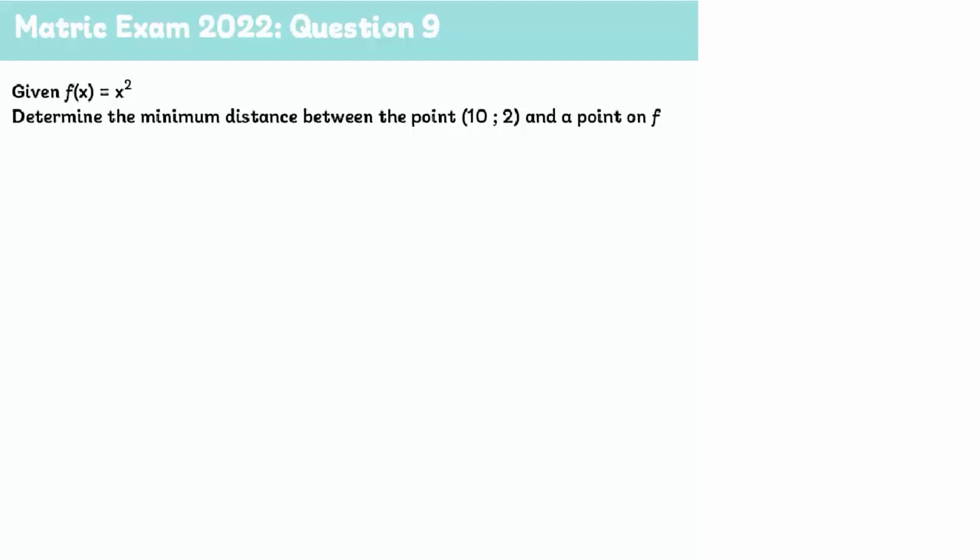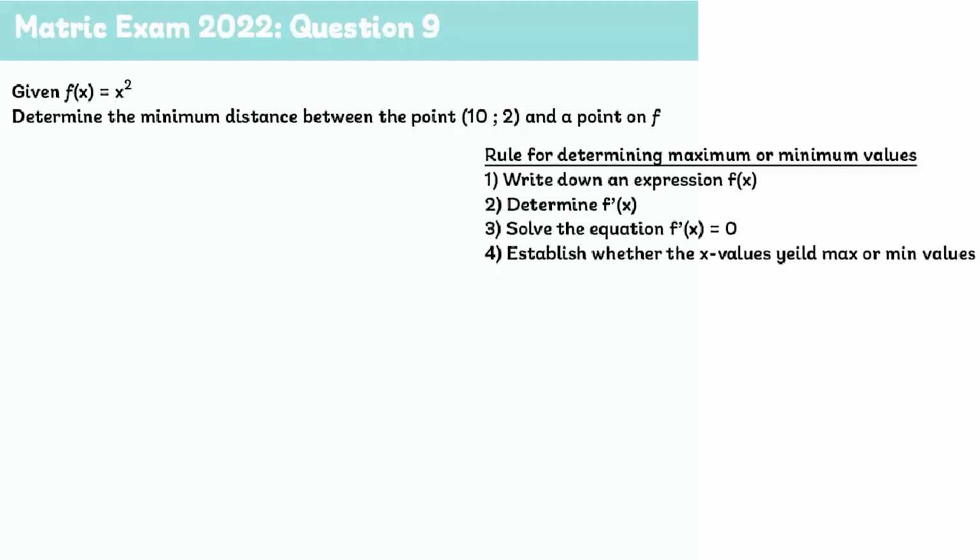Okay, so the first thing that comes to mind is the rule for determining maximum and minimum values. We must write down the expression in the form of f(x), then find the first derivative, then make the first derivative equal to 0, and then establish whether the value is a maximum or minimum value. Determine the distance between the point (10, 2), let's call that B, and a point on f.